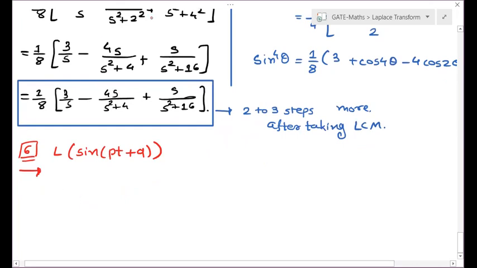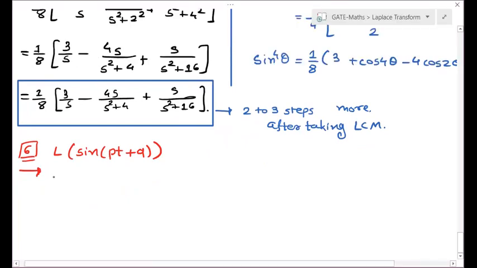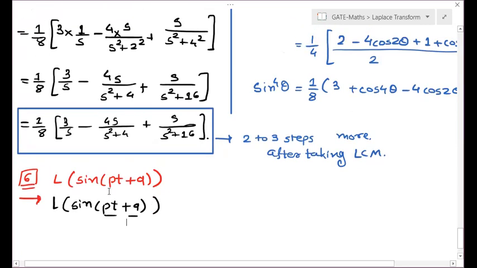Okay, tell me now how we can proceed forward. For that, again, you need to know the formula of sin a plus b, right, or sin x plus y.